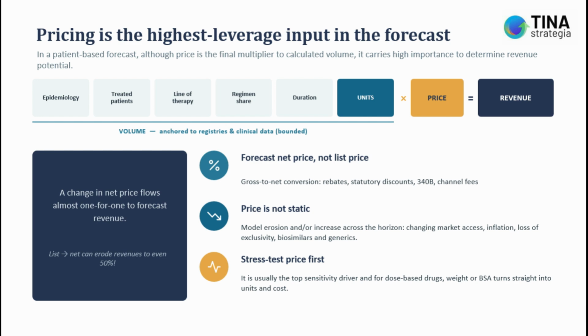Because price has the 1-for-1 leverage, it's almost always the assumption that moves the forecast the most. So it's the first thing you should test with a high case and a low case. And for dose-based drugs where the dose depends on the patient's body size, that body size feeds straight through into how many units you use, and therefore into cost. Hold that thought, because the next slides build directly on it.